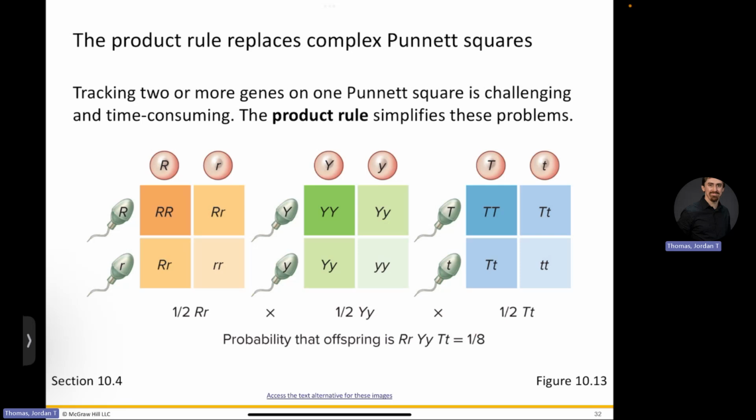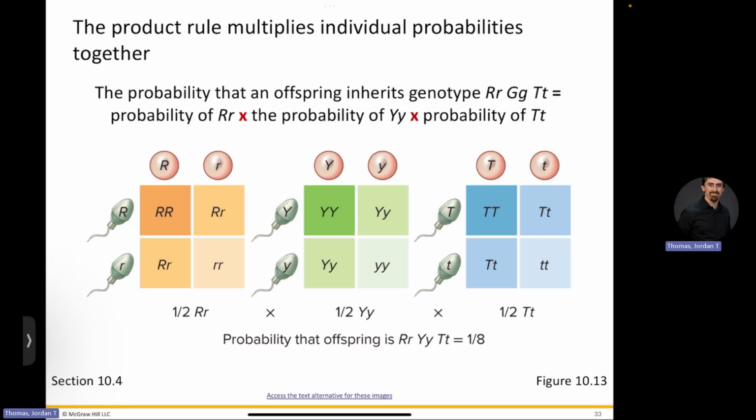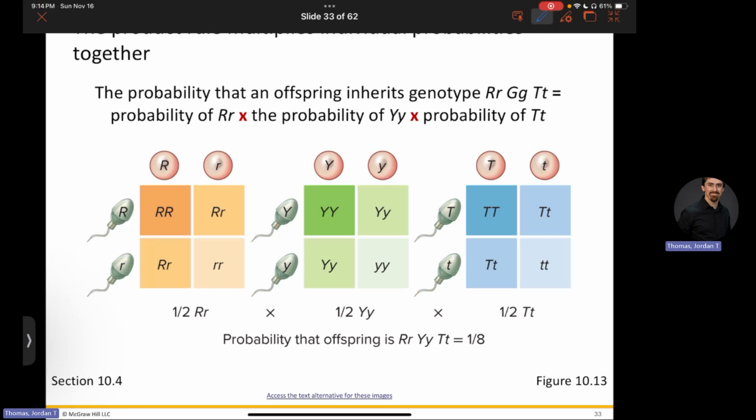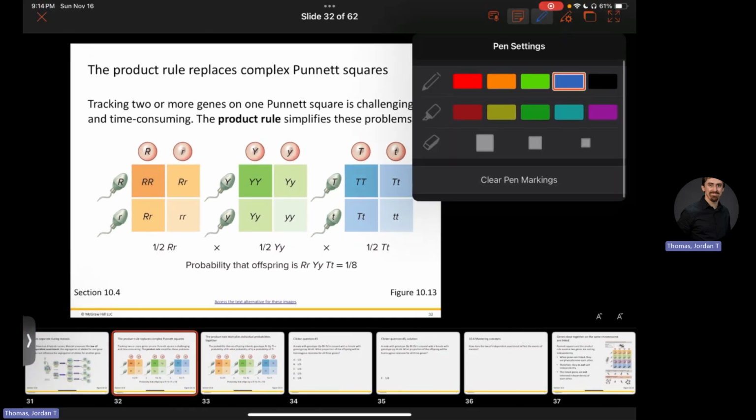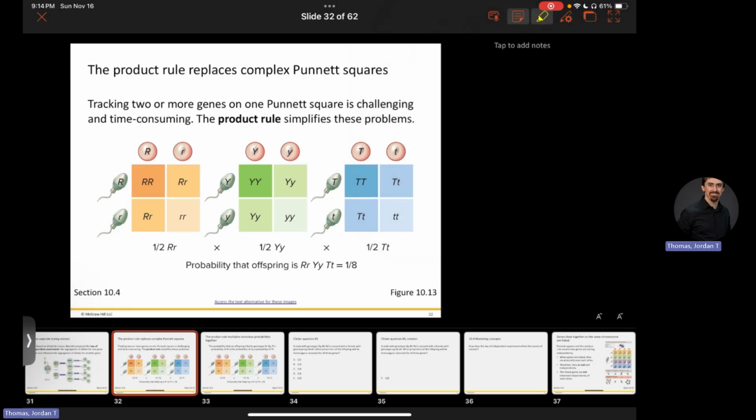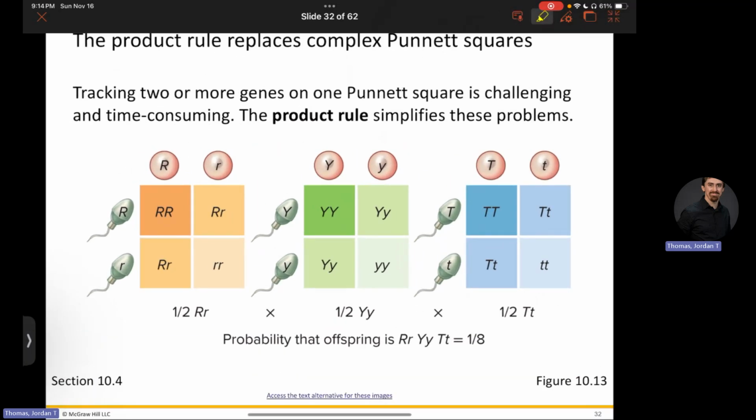Now, if you don't want to do that big square, another thing you can do is what's called the product rule. And this is actually what I prefer because I believe this makes things a little easier. So let me go back real quick. Go back to this slide and change my color. So with the product rule, it simplifies these problems very, very easily.